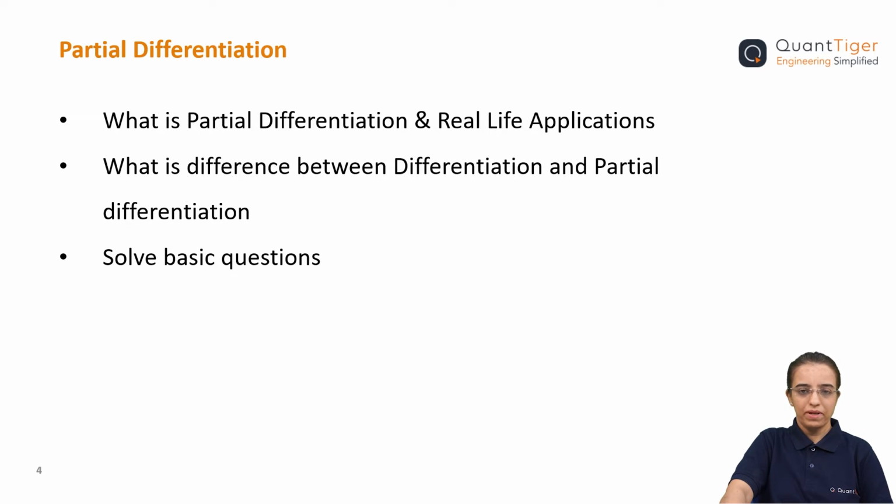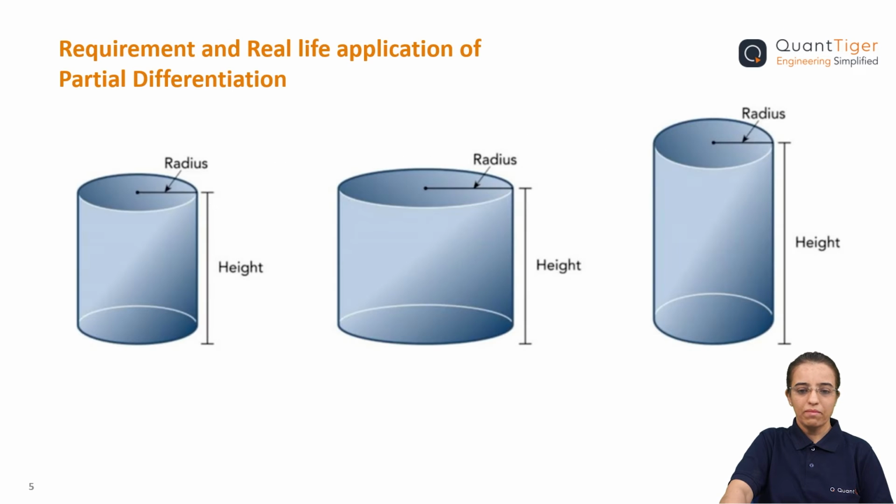I will take one example which will make it clear what independent variables are. What I have taken here is the volume of the cylinder. We know how we calculate the volume of a cylinder. The formula which we use is pi r square h, volume of cylinder. So here you can clearly see that r, the radius, and h, the height, are 2 variables and they are independent of each other.